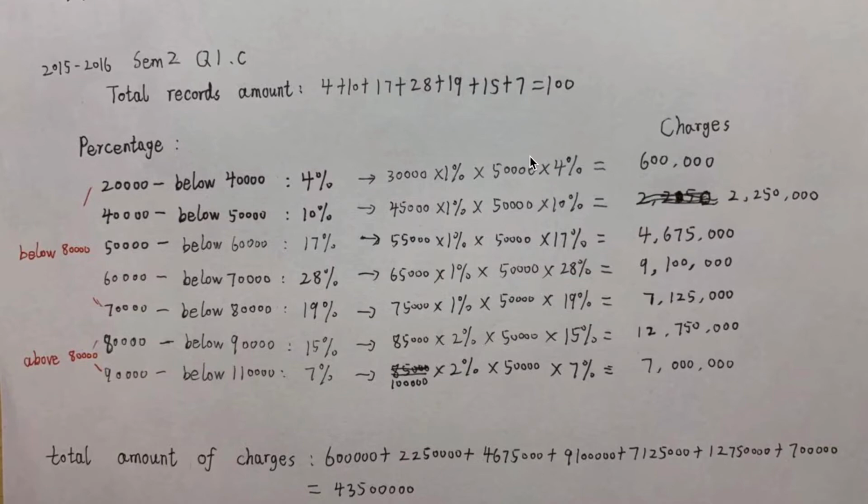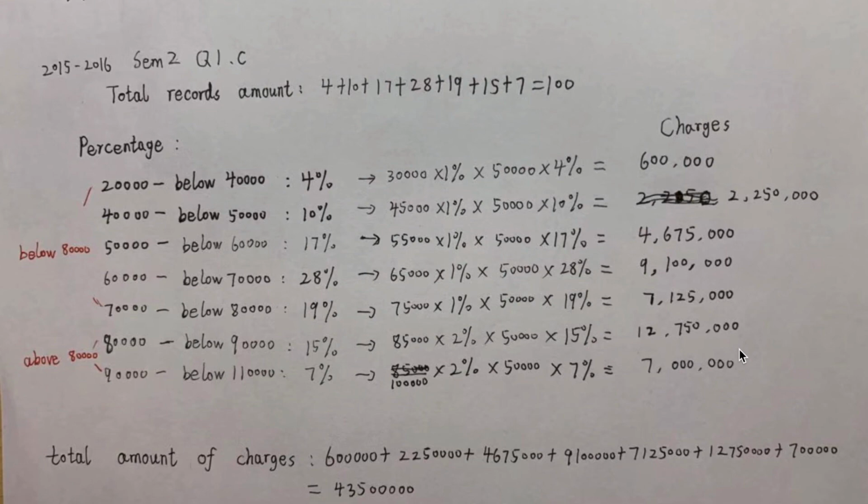The total number is 50,000, so 50,000 multiplied by 4% is the amount of the first class. 30,000 is the class mark of the first class. We multiply it by 1%, then we can get the charge the first class should pay. Using the same method, we can calculate all these 5 groups below 80,000 and all their charges. And for those above 80,000, we multiply by 2% and the rest remains the same. We can get their charges too.